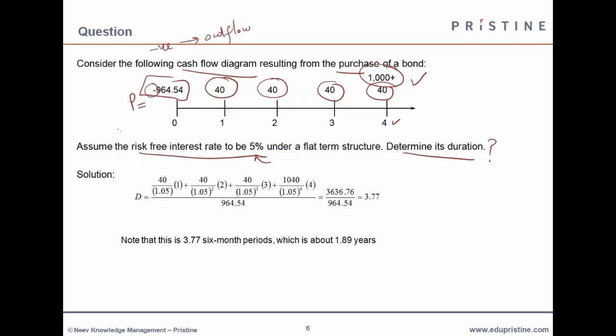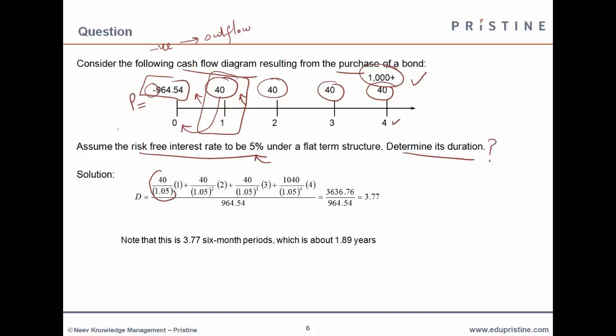Remember the big formula? How to do that? All you have to do is take a weighted average of the cash flows. What is the weight of the year one cash flow? The weight of the year one cash flow: first discount it to time 0.